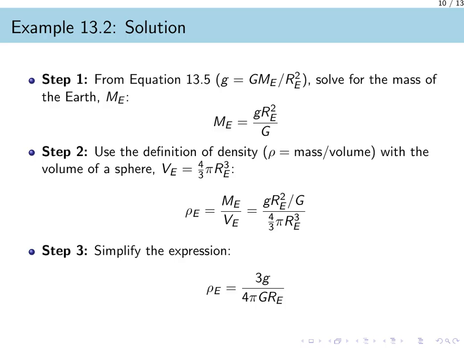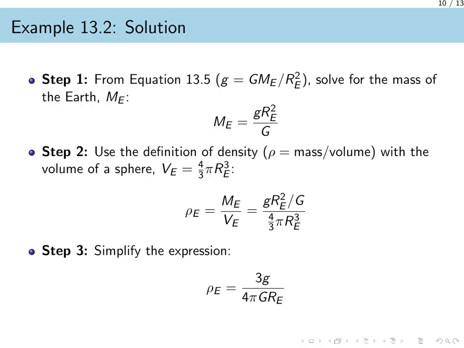Now that we have an expression for the mass of the Earth, we can use it to find the Earth's average density. We will do this in two main steps. First, we will combine our equations, and second, we will simplify the result algebraically. We start with the basic definition of density, which is mass divided by volume. We substitute our expression for the mass of the Earth, m sub e, into the numerator. For the volume, we use the standard formula for the volume of a sphere, which is 4/3 times pi times the radius cubed. This gives us a large, complex fraction for the density, rho sub e.